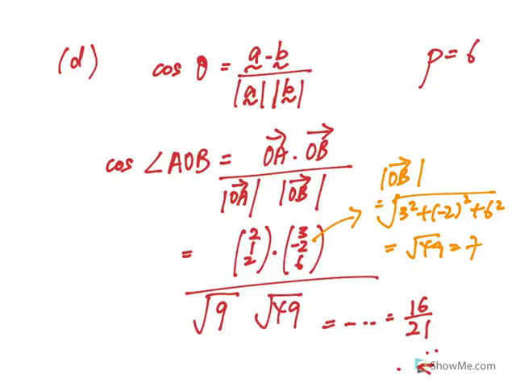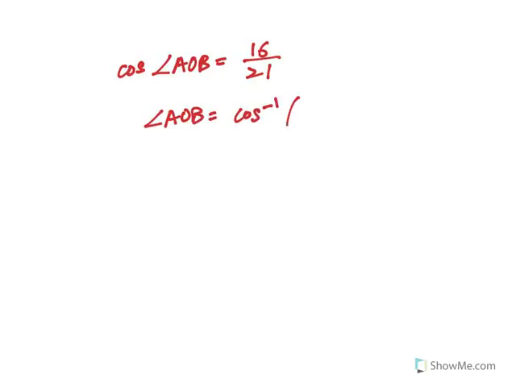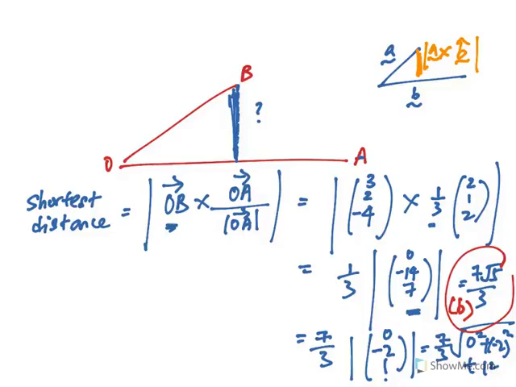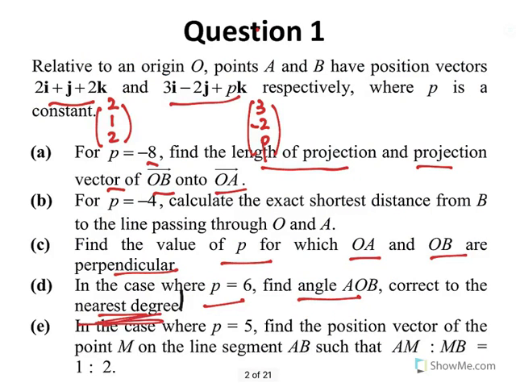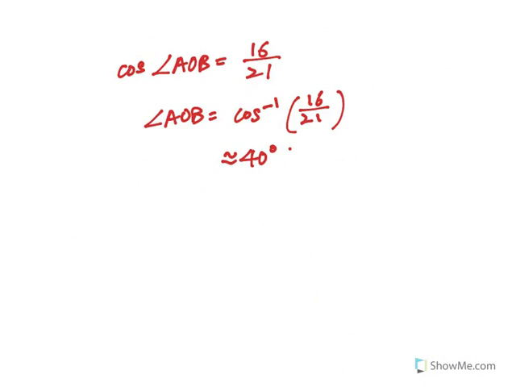If cosine angle AOB equals 16 over 21, then very quickly angle AOB, you can take the cosine inverse of 16 over 21. Approximately this will be 40 degrees, because we are finding the answer to the nearest degree. In our question earlier, they told us that we want to answer correct to the nearest degree. So we'll just round it off to 40 degrees. Alright, last question, part E.